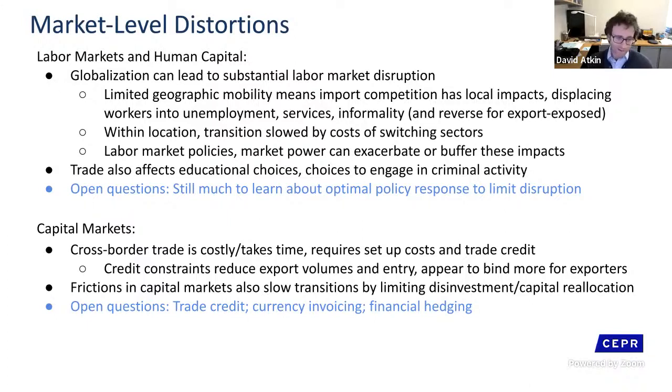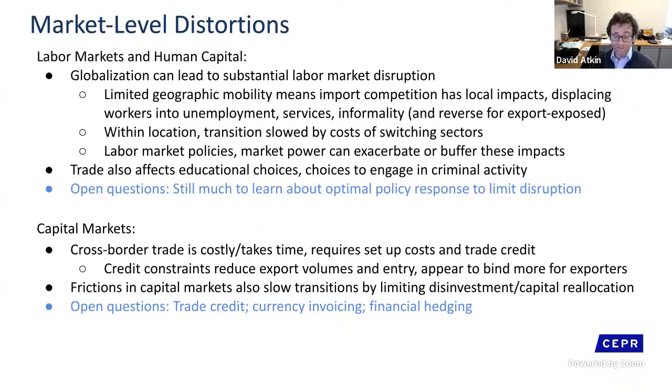There's also been some work on capital markets, although much less. Capital markets are very intricately related to trade, since, simply put, cross-border trade is very costly, and it takes a long time from the point when you finish producing a product or start producing a product to when you receive money from the buyer.